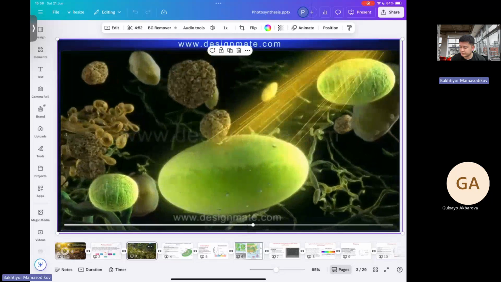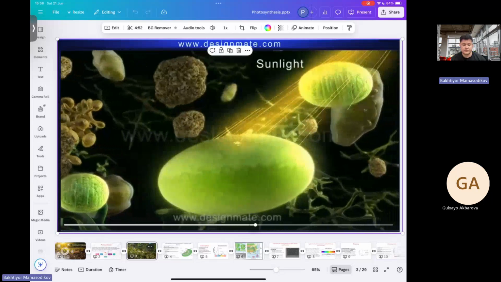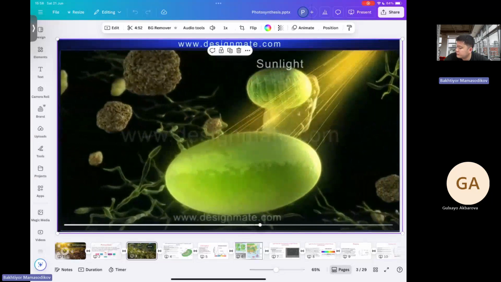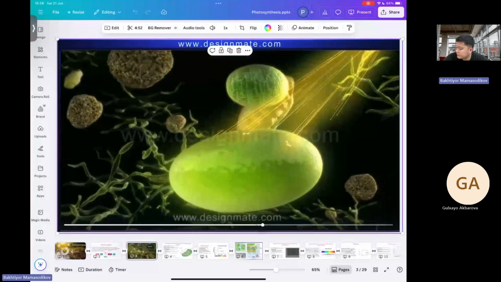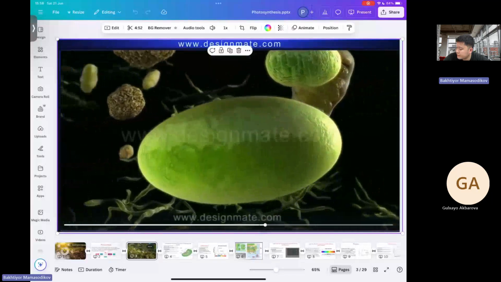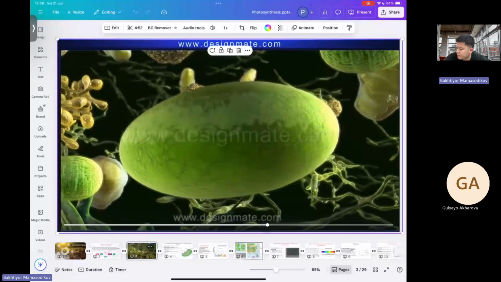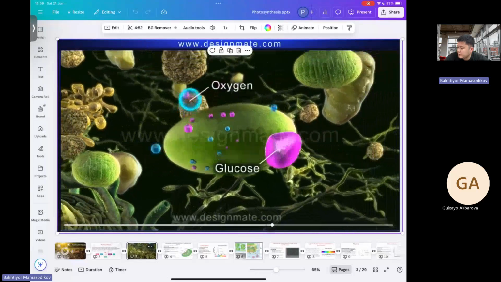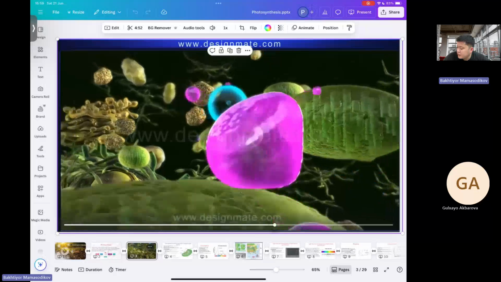These chloroplasts also have the capacity for trapping energy from sunlight. And this energy is used to synthesize glucose and oxygen from carbon dioxide and water. These oxygen and glucose molecules diffuse out of the chloroplast. They're leaving the chloroplasts.